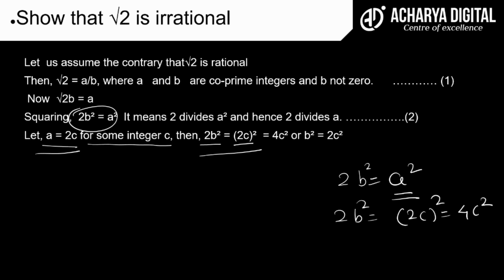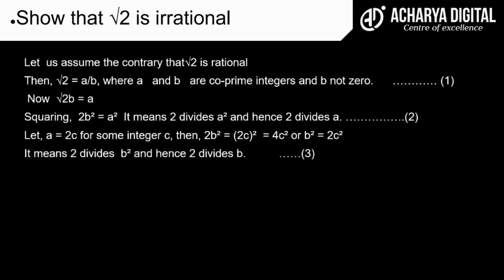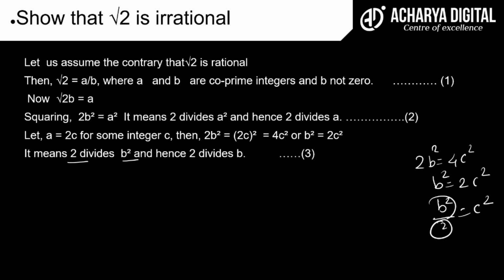4c square, right? So 2b square equal to 4c square means b square equal to 2c square. 2 2s are 4. It means 2 divides b square. So b square upon 2 is c square. That means 2 is dividing b square, or b square is divisible by 2. So definitely b is also divisible by 2, like the previous statement. Yes or no?